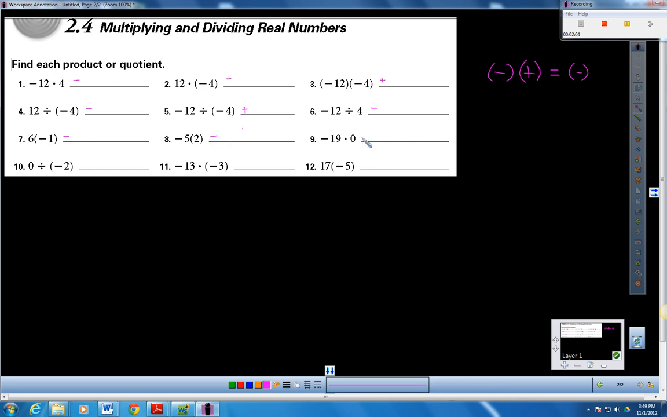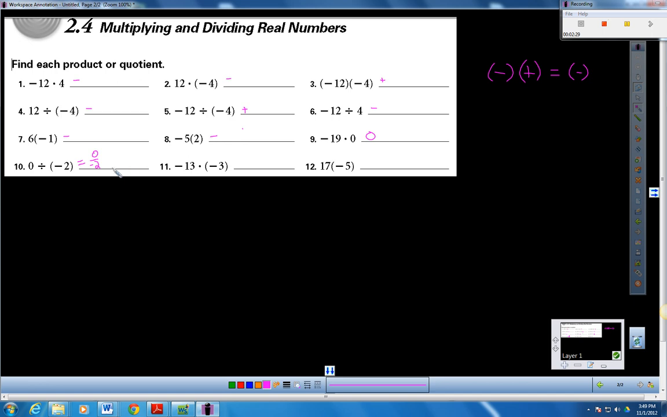And the product of negative 19 and 0, whoa, hold on. It's not a negative. It would just be 0. Because any value multiplied by 0 is 0. 0 divided by negative 2. I do want you to rewrite that just so you can see 0 divided by negative 2 is allowed.